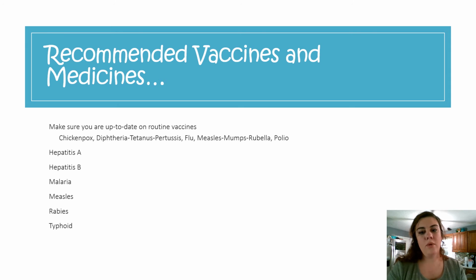So some of the recommended vaccines and medicines are just your basic ones. They want you to have up-to-date routine vaccines, which includes chickenpox, diphtheria, tetanus, pertussis, flu, measles, mumps, rubella, and polio. Also hepatitis A, hepatitis B, malaria, measles, rabies, and typhoid. These are just some of them, and like I said, these are just recommendations because you're traveling to a foreign country.